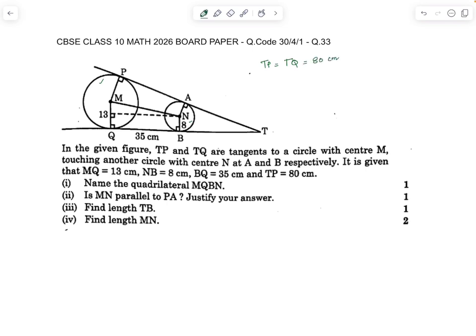The same way for the smaller circle of radius 8 centimeter, T is an external point. So from T there are two tangents to this circle, which is TA and TB. These two are also equal in length. Question 1. Name the quadrilateral MQBN. That is, they are talking about this part of the diagram, MQBN.